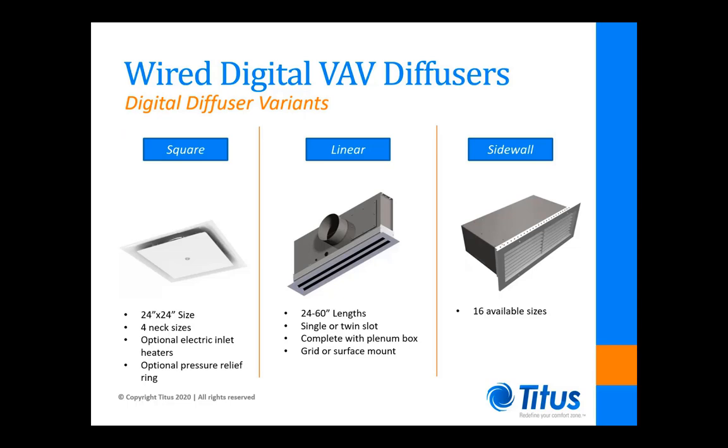These diffusers are available in a number of configurations, including a plaque style in 4 neck sizes, a linear slot in 24 to 60 inch lengths, and a sidewall unit in 16 sizes. Some of these can be specified with options such as electric inlet heaters and pressure relief rings. Overall, a wired digital system offers the most control options and features of all the VAV diffuser types. It is a little more costly to install due to the wiring, but it is ideal for projects where the owner is looking for a lower cost alternative to conventional VAV, but with many of its features.